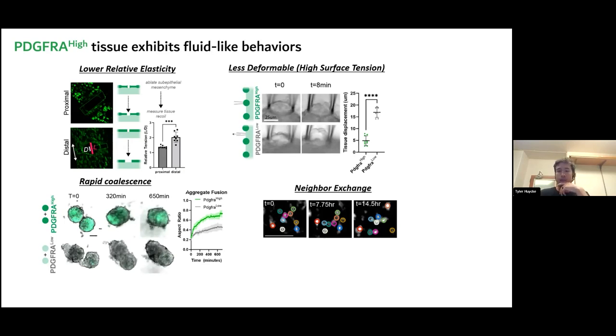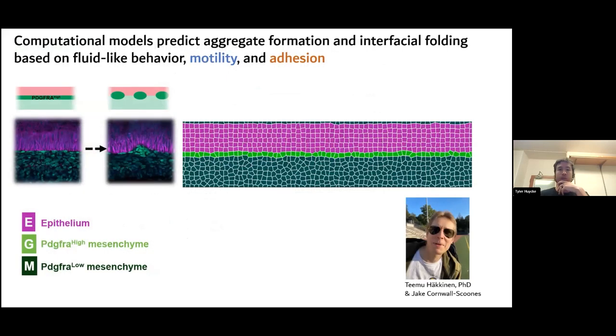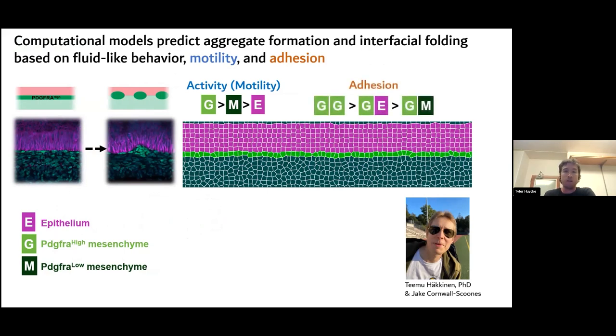And so building from this idea that the tissue is behaving like a fluid, with these motile and adhesive properties, we wanted to build a computational model to make some predictions about the system and further understand it. This was work largely done by Tamu, another postdoc in the lab, with help from Jake. We generated several classes of models. I'm just going to show one here today, which is a cell-based SPV model, where we parameterized differential motility as well as differential adhesion of these different cell populations, based on some of our experiments.